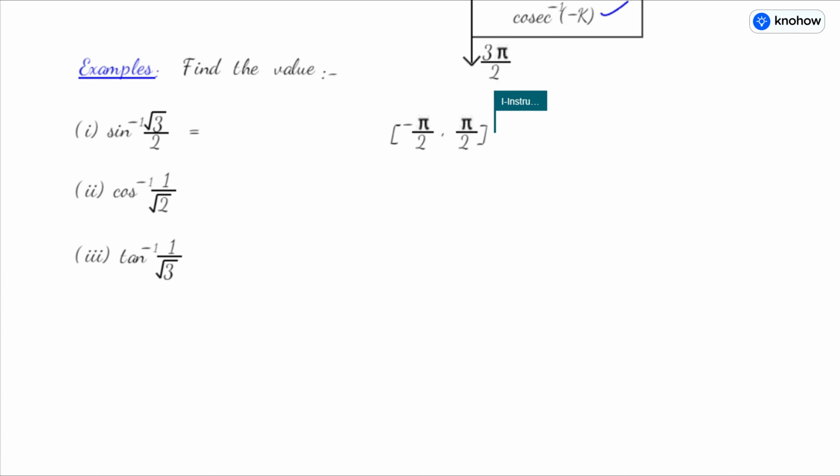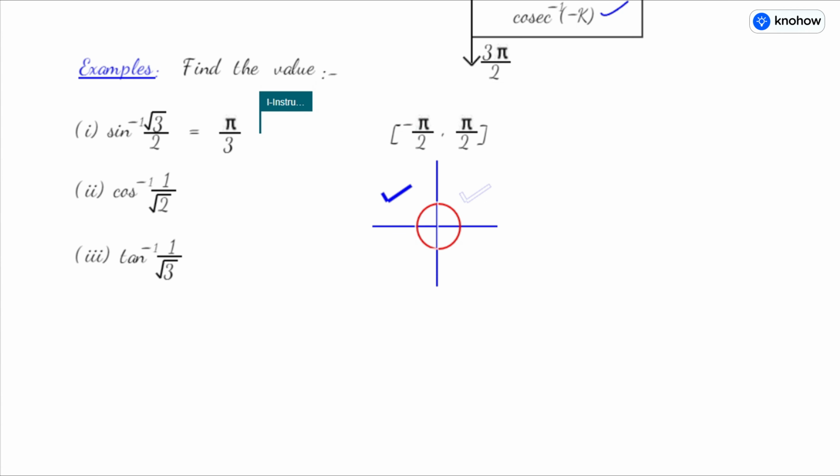Sine is positive in the first and second quadrants, but in the principal value branch we can take only the first quadrant. So it is 60 degrees. You know sine 60 is root 3 by 2, or pi by 3. So sine inverse root 3 by 2 is pi by 3 and not in the second quadrant. Similarly, cos inverse 1 by root 2. Now what is the principal value branch for cos inverse x?